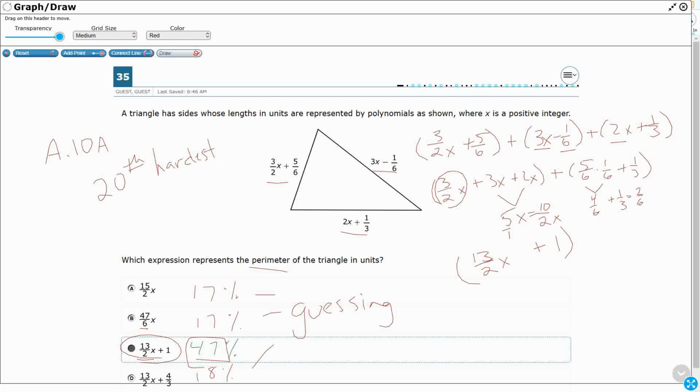This was the 20th hardest item on the test. I don't think the challenge was necessarily grouping the like terms. I think the challenge is, how do you add 3/2 plus 5? Because that's really what this is. Even if you change the 3/2 into 1.5 plus 5, you got a 6.5. 6.5 doesn't exist. I need to convert this back into my 13/2.